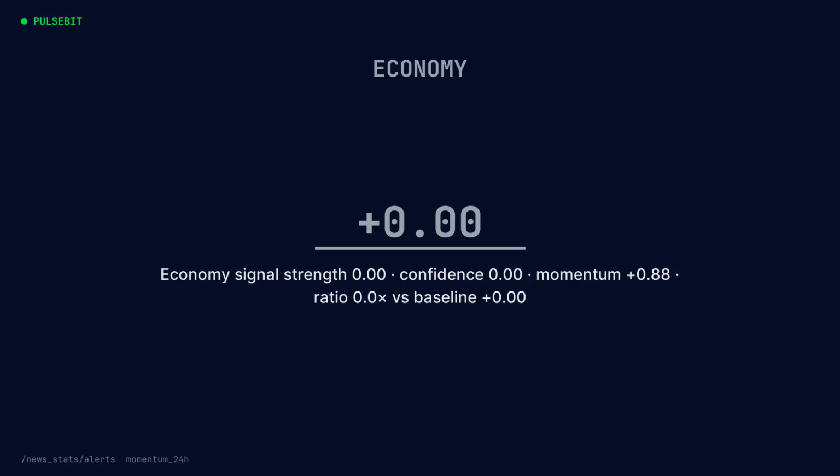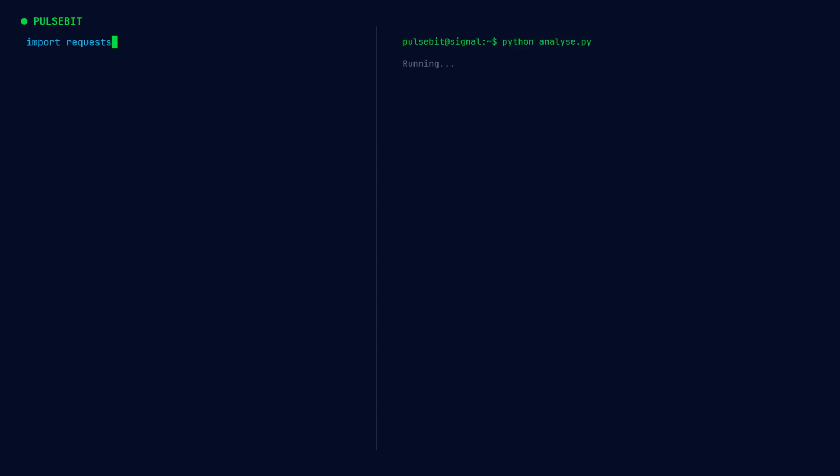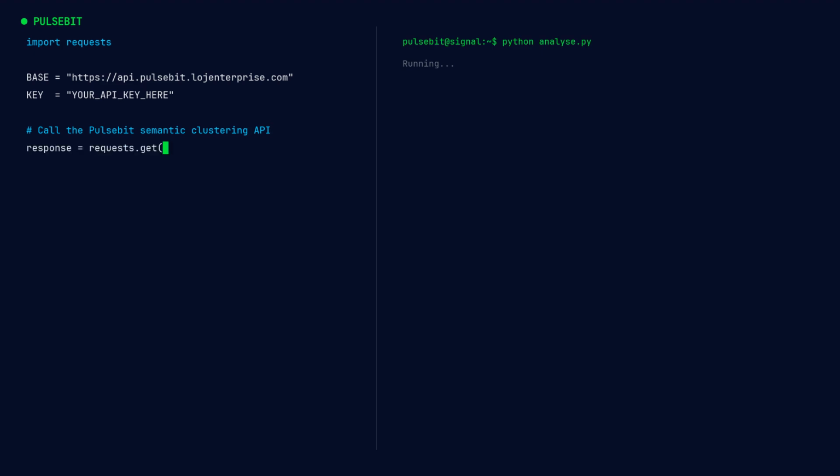Right now, we're seeing something unusual in the economy sentiment data. With a sentiment score of minus 0.03 and momentum of plus 0.88, this combination indicates a notable divergence from historical norms. The positive momentum suggests a strong upward shift, despite the overall negative sentiment. That's a signal worth your attention.